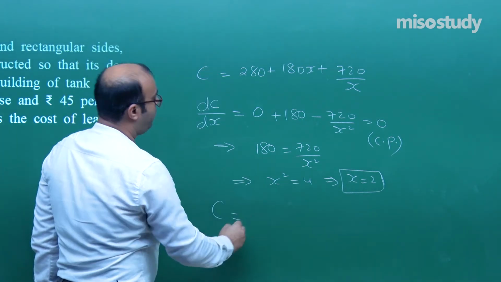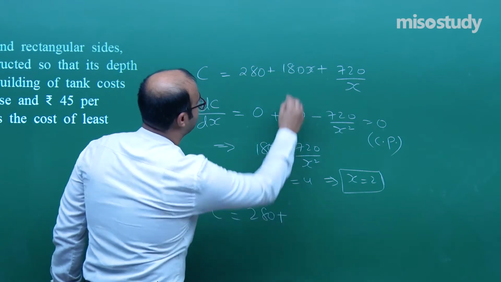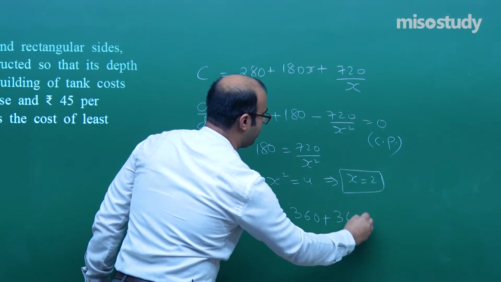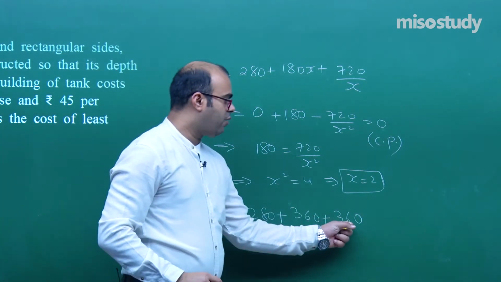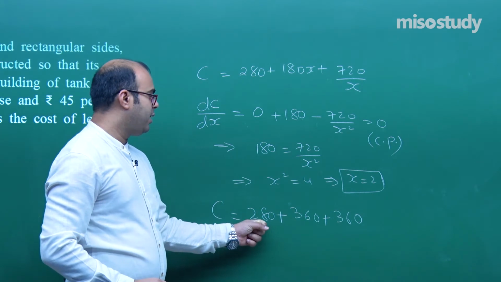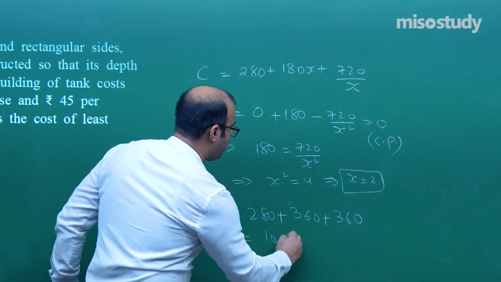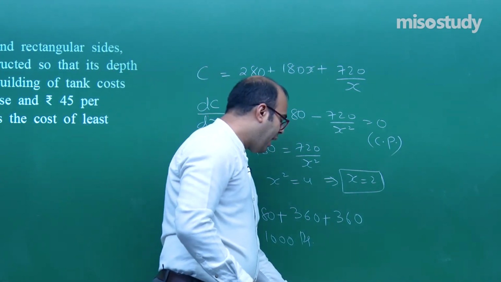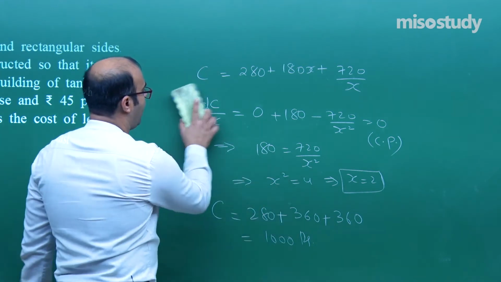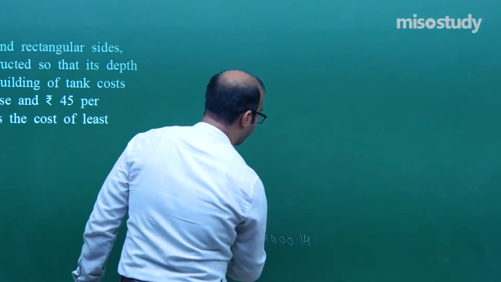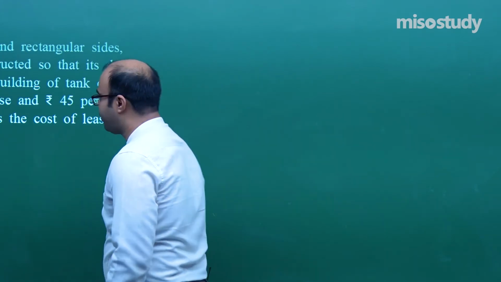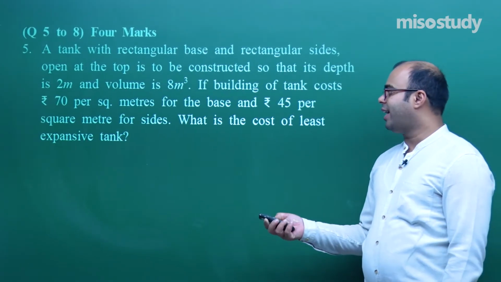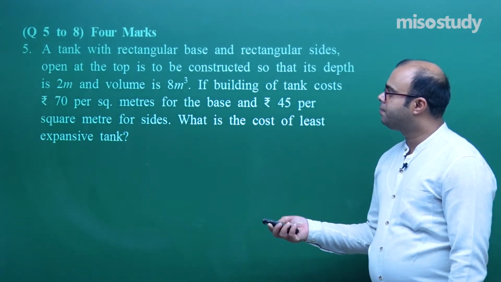So the minimum cost is 280 plus 180 into 2, which is 360, plus 720 by 2, that is also 360. So the total cost is 720 after adding this, and then adding 280, that is 1000. So 1000 rupees will be the minimum cost to build a tank of volume 8 meter cube and height 2 meter, where the rates are given as 70 rupees and 45 rupees for the base and for the sides. Let us move on to the next question.